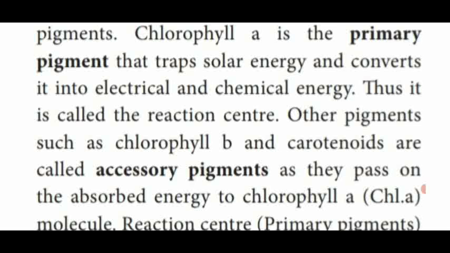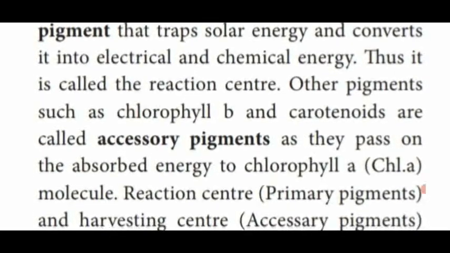Other pigments are also present in the chloroplast which are responsible for photosynthesis. They are not directly involved in the photosynthetic process, but they absorb the solar energy and give it to chlorophyll A. So they also help the photosynthetic process. These other pigments are named accessory pigments, that is chlorophyll B and carotenoid.